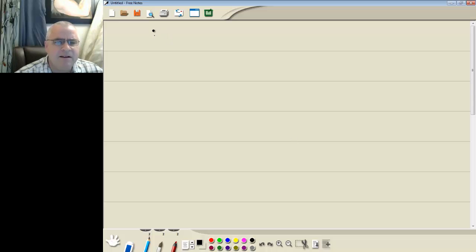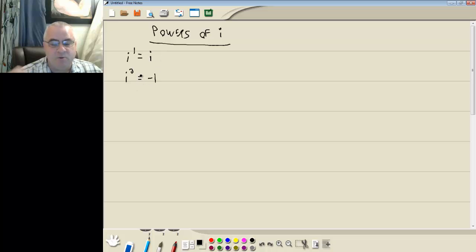Okay, let's talk a little bit closer about what i to a power equals. Well, the first one's pretty obvious. i to the first, that's i. i squared, we said, was negative 1. That's one you have to remember, or you could derive from the fact that square root of negative 1 is equal to i.